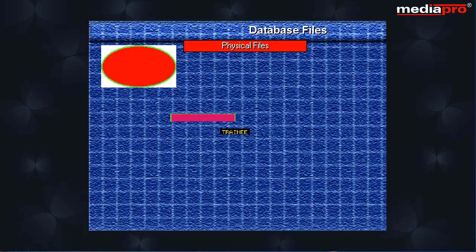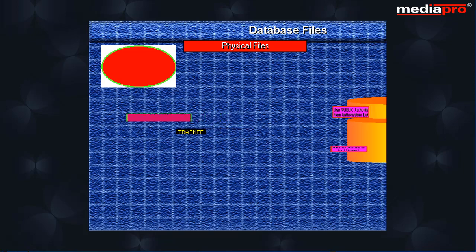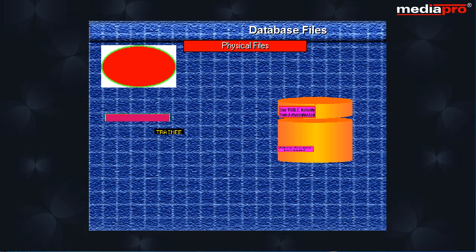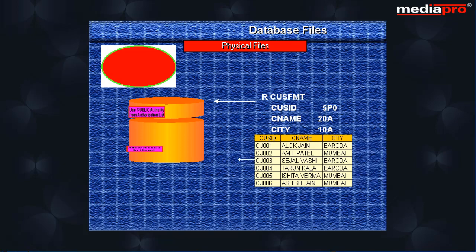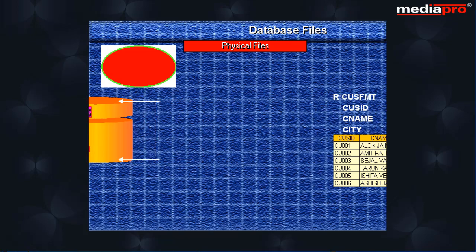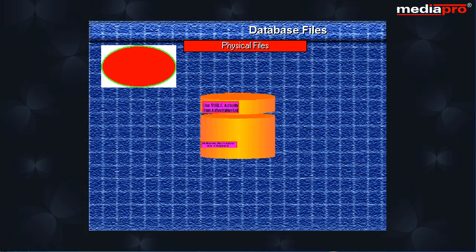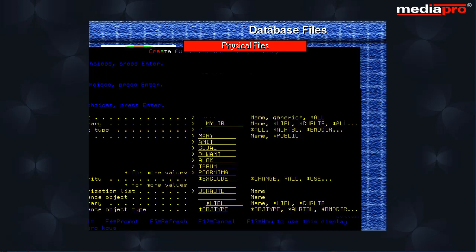Physical files, as you have already seen, are the AS400 objects that store the actual data. Each file has a single record format. The record format describes the format of the records in the file. A physical file can have multiple members, with each member containing a portion of the file's records.